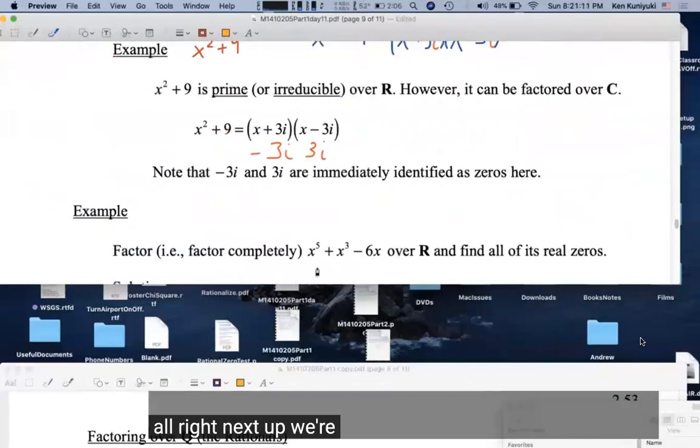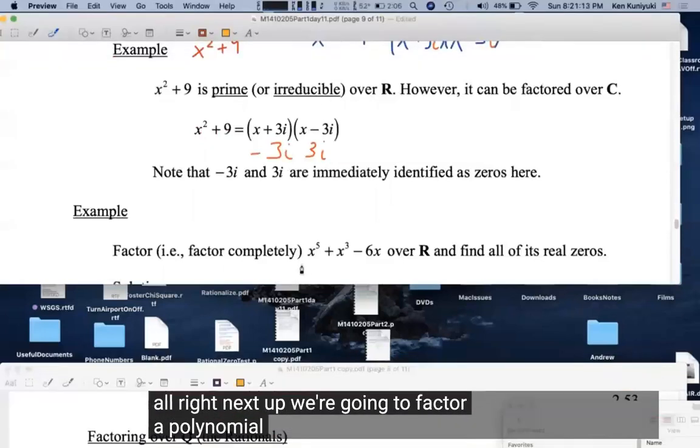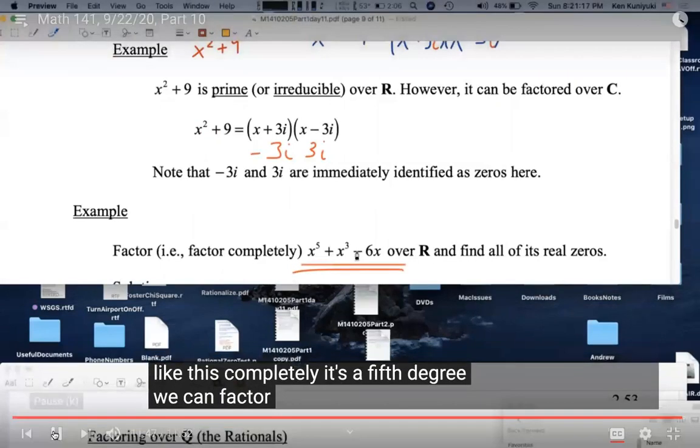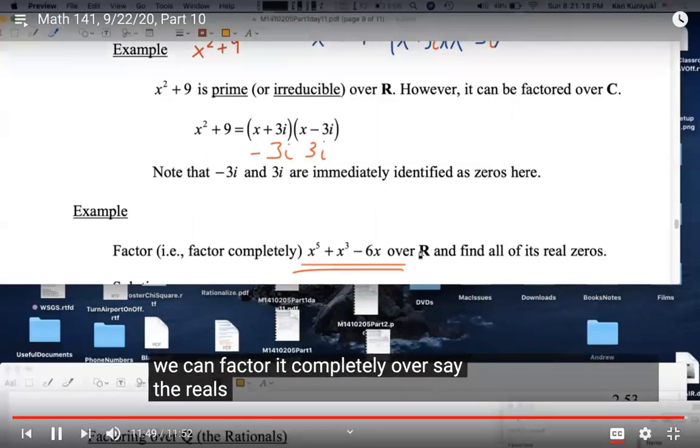All right, next up, we're going to factor a polynomial like this completely. It's a fifth degree. We can factor it completely over, say, the reals and over C. Okay, any questions thus far? The key theme in this video was how to factor over varying sets. And on a homework or potentially a test question, I'll typically say factor over this set, Z maybe, or R or C. Questions?